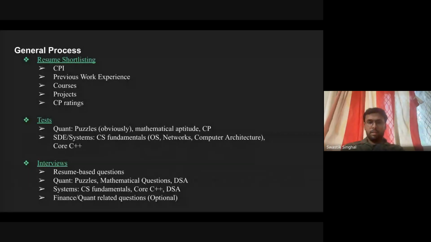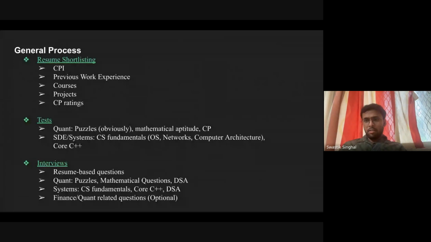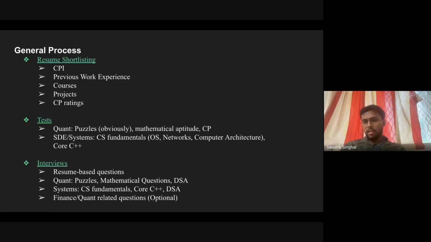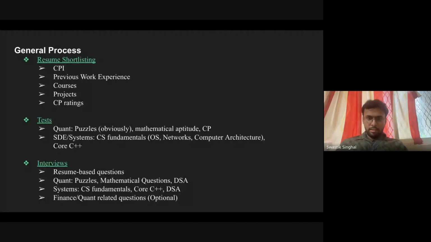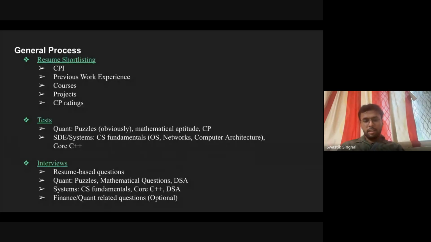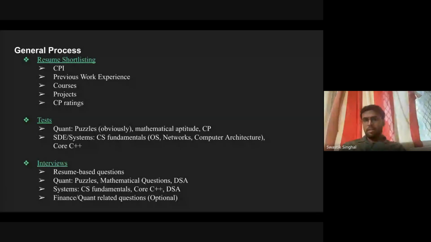These companies have certain kinds of filters. The most common of them is CPI. Some people say that 9+ is a strict criterion for bagging a quant offer, but that's not really the case. If you have a very high CPI, that definitely helps. But even if you have a CPI of 8.5 plus, you still have a very good chance. So CPI is not a very big bar for it.